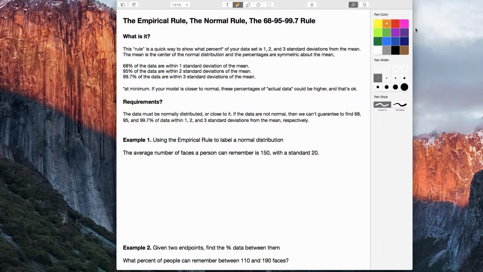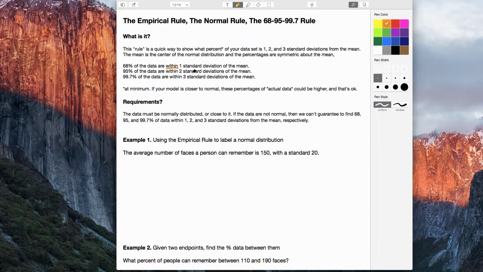In this video, we're going to talk about the empirical rule, which is also sometimes called the normal rule, which is also sometimes called the 68, 95, 99.7 rule. So what is it? This rule is just a quick way to show where you can find a certain percentage of your data within 1, 2, or 3 standard deviations from the mean. So 1, 2, or 3, pretty easy numbers to remember, and these percentages, 68, 95, 99.7, correspond to those standard deviations. And when I say within, I mean on either side of the mean.